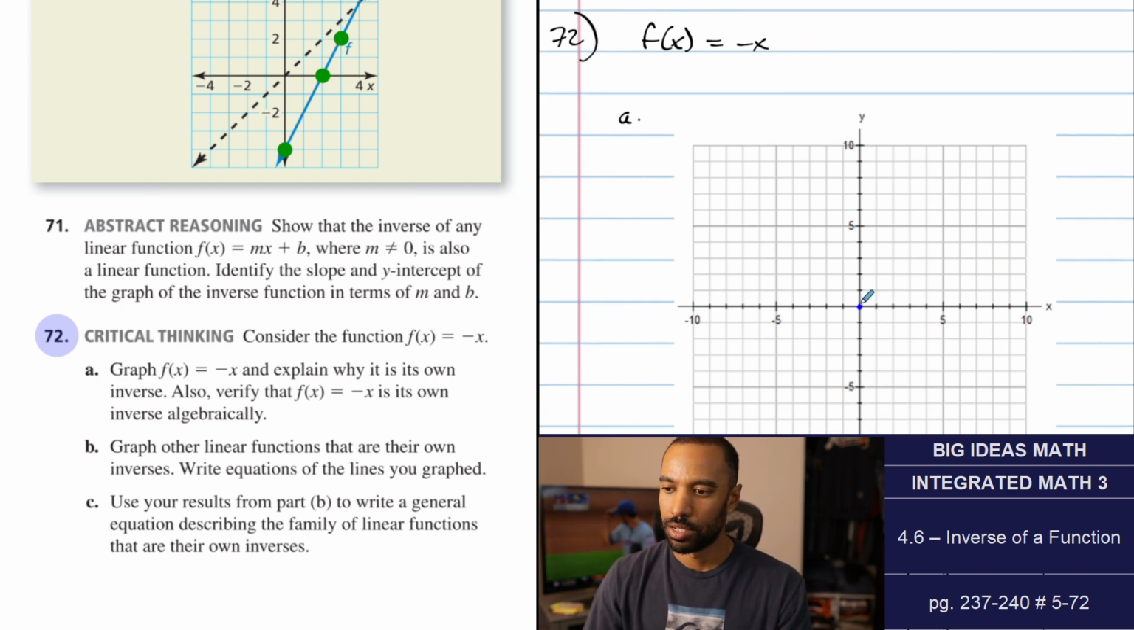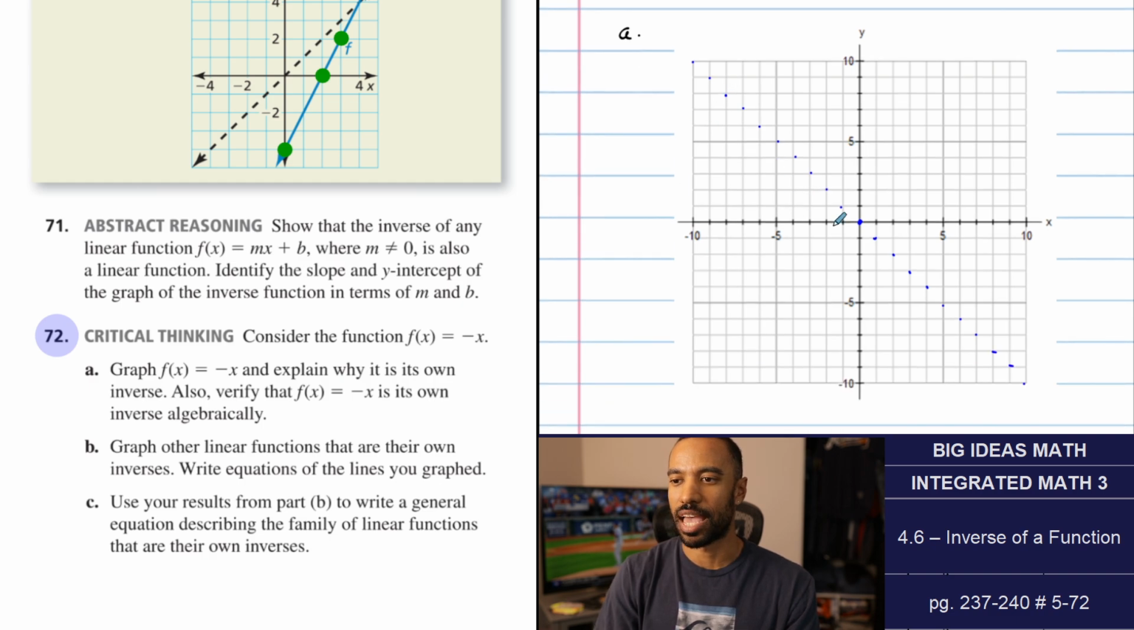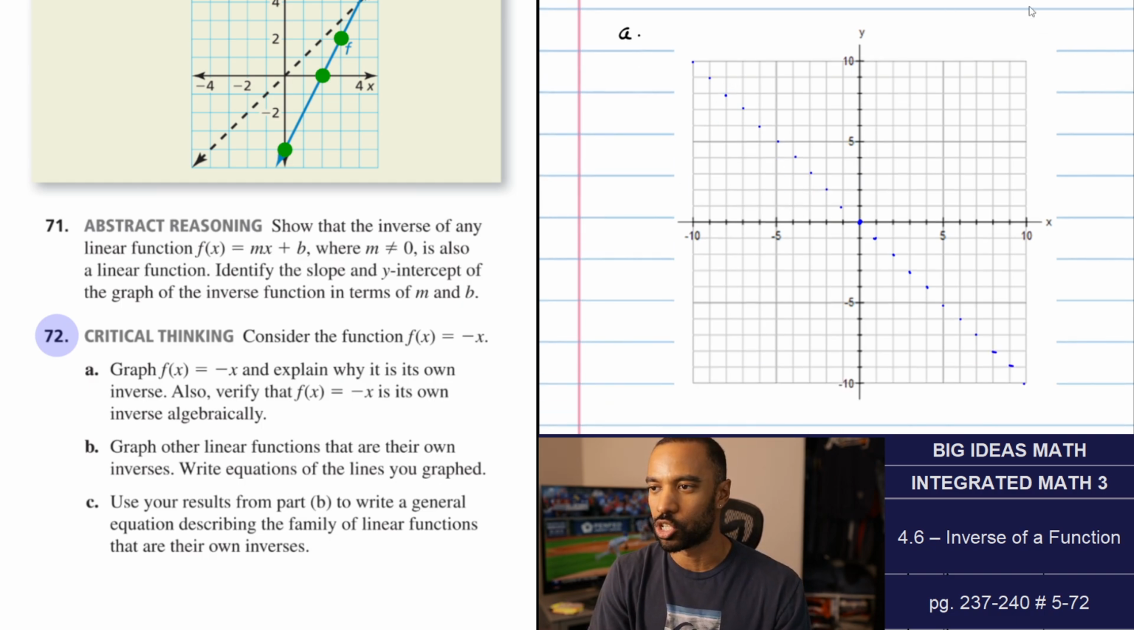So f of x equals negative x. This one has a y-intercept of 0, and it goes down 1, right 1, like that. And up 1, left 1, like that. Okay, now I don't know if the graph should be the best explanation as to why this will be unless you understand things about reflections without seeing the other points there. But this graph is its own reflection over the line y equals x. That could be one of our explanations.